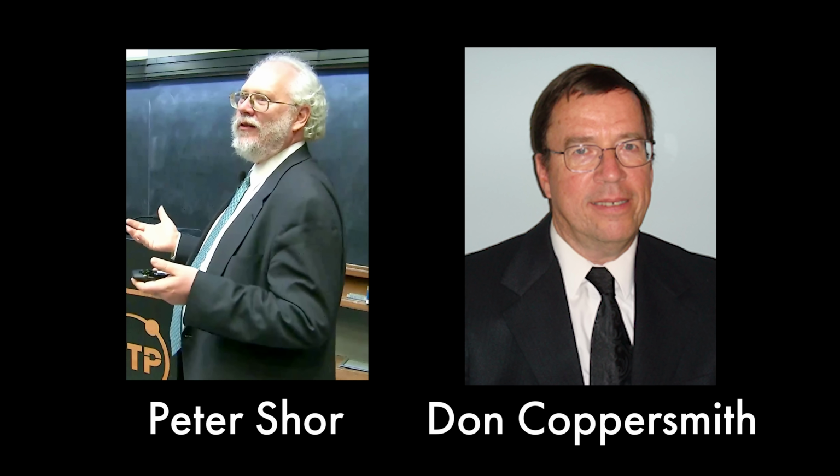So far, we've only identified a few problems where we can actually do this. But as luck would have it, these are precisely the problems that form the foundation of nearly all the public key cryptography we use today. In 1994, Peter Shor and Don Coppersmith figured out how to take a quantum Fourier transform.